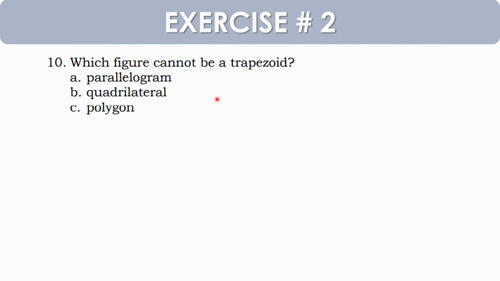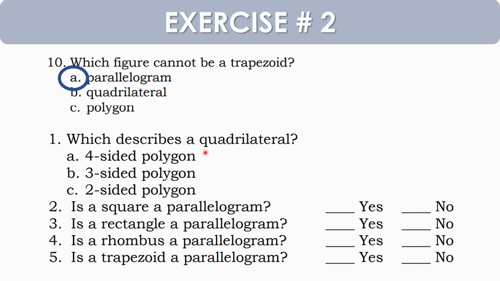Which figure cannot be a trapezoid? A, parallelogram. B, quadrilateral. Letter C, polygon. That's right. Parallelogram is the answer. Which describes a quadrilateral? A, four-sided polygon. B, three-sided polygon. Letter C, two-sided polygon. The correct answer is letter A, four-sided polygon. Okay, let's answer this with a yes or a no.